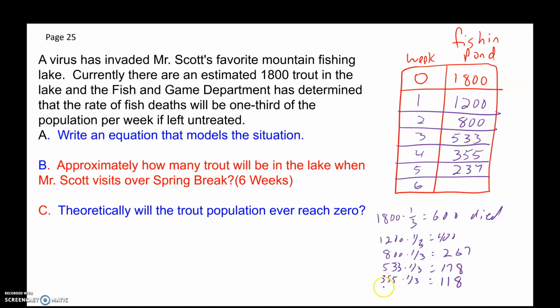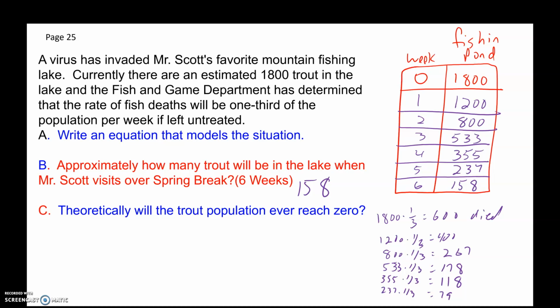All right, so now I have 237 times 1/3. And we have 79 fish that died. So 237 minus 79 gives me 158 fish left. Haven't done anything with the equation yet. I just went down the little line here.